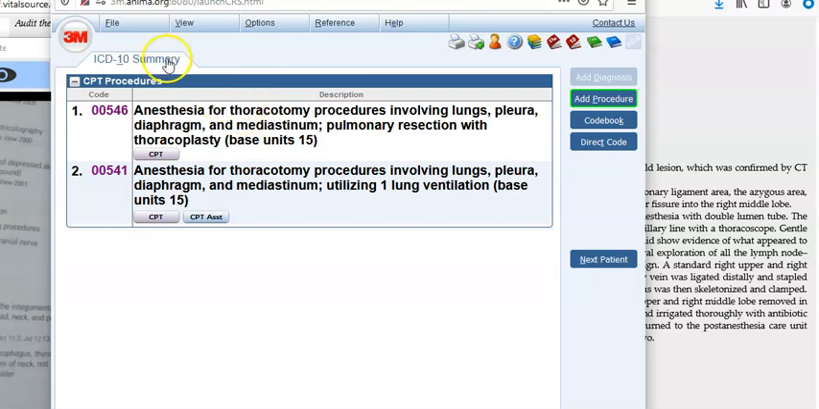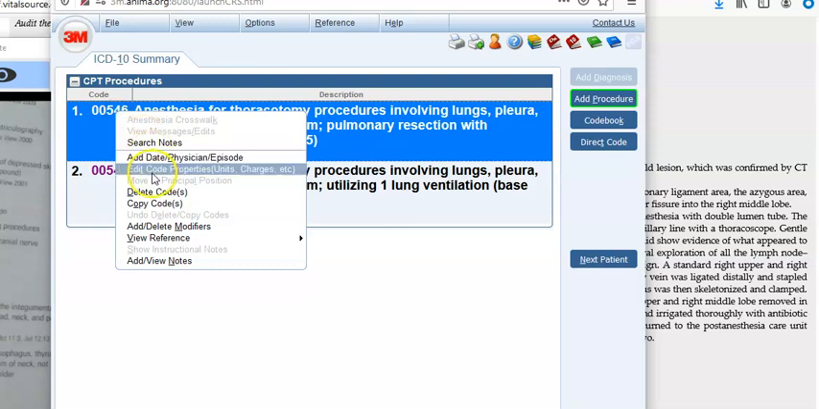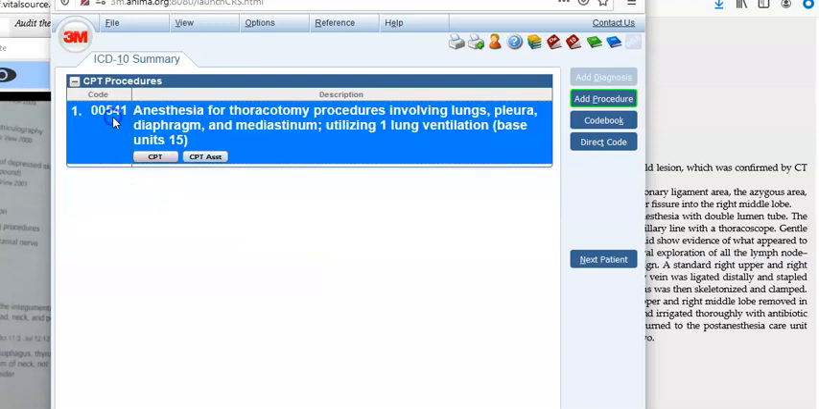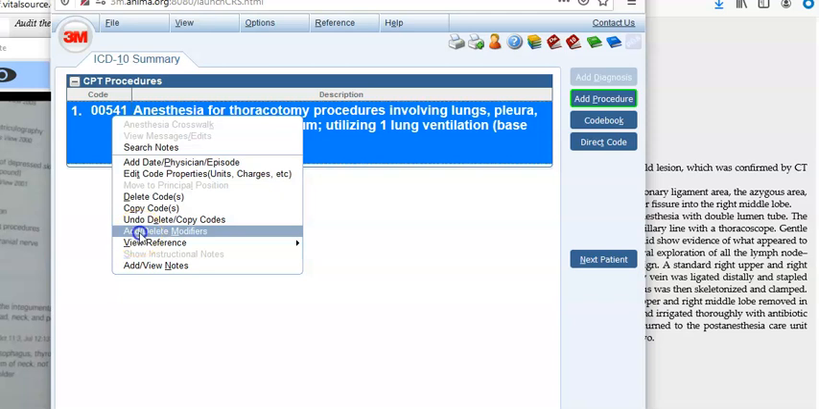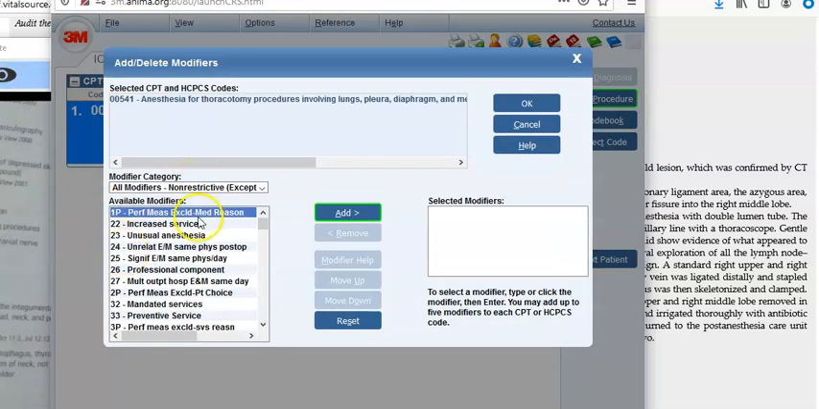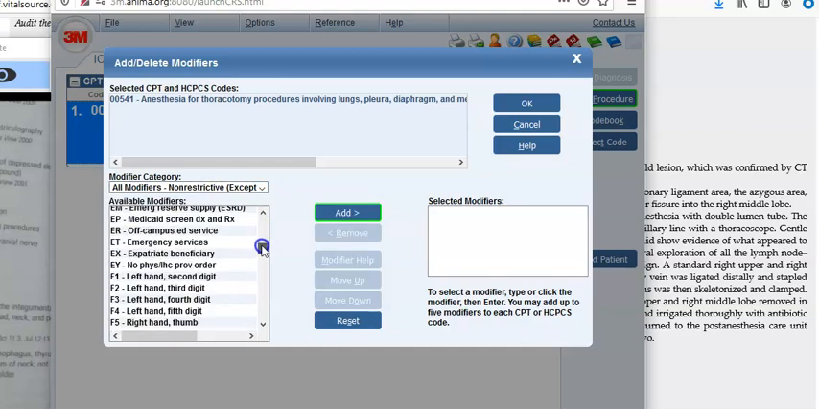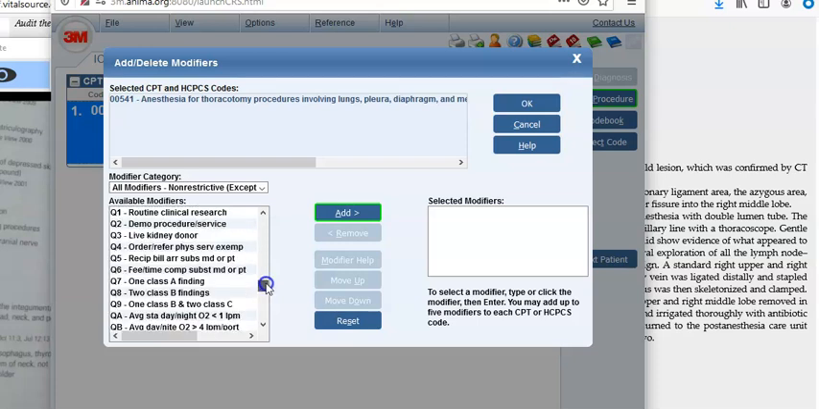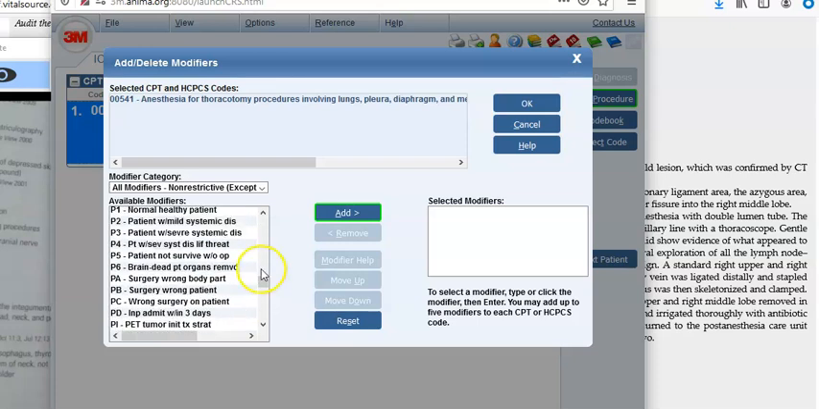And remember with our anesthesia codes, we have our P modifiers. So first I'm going to delete this, so highlight, right click. Now I'm going to highlight, right click, and hit add modifier. So our P modifiers, I'm just going to scroll all the way down to the P's. Okay, so normal healthy patient, patient with mild systemic, patient with severe systemic, patient with severe systemic, constant threat to life, right? Patient did not survive, or brain dead patient.